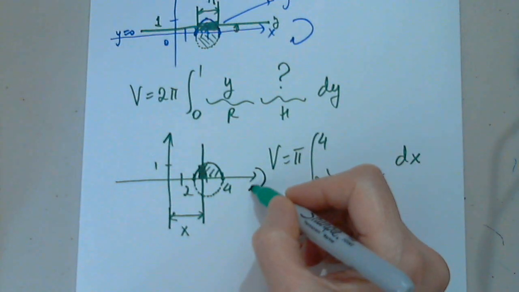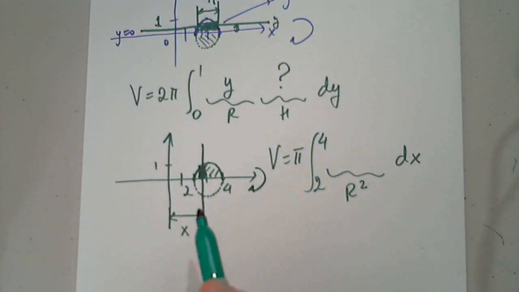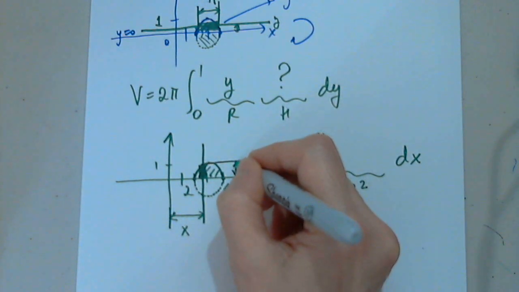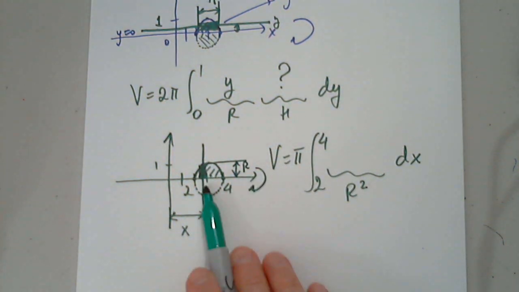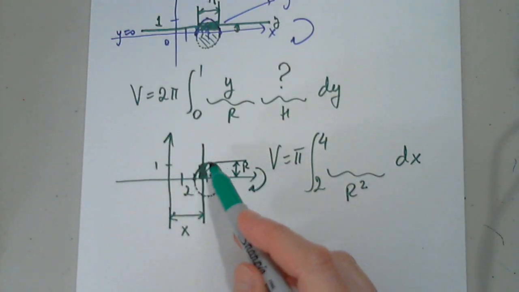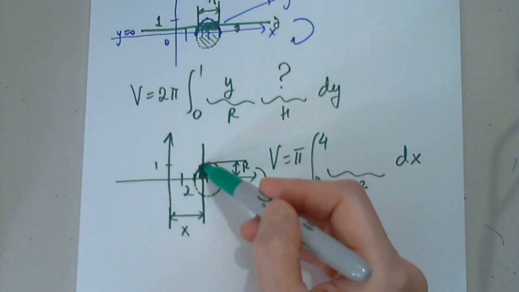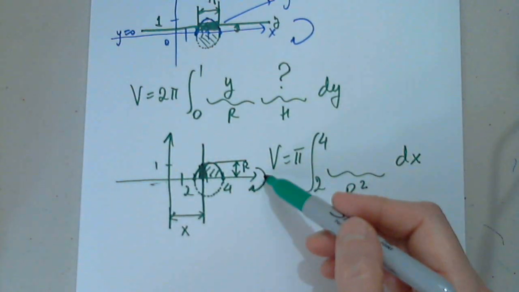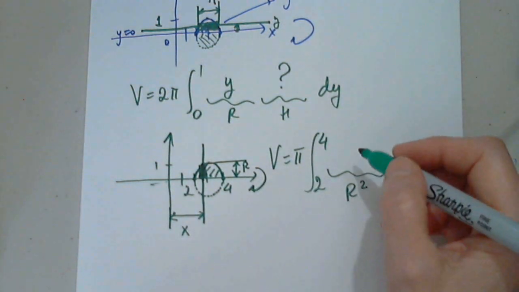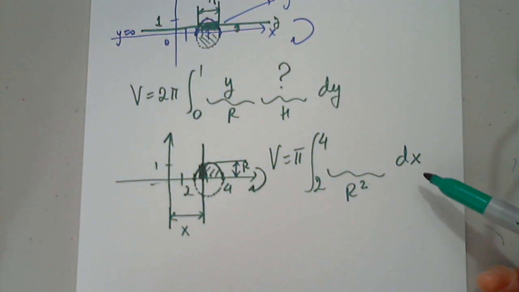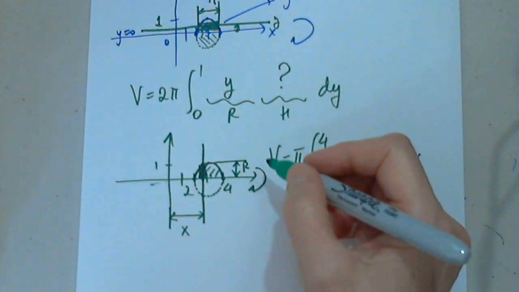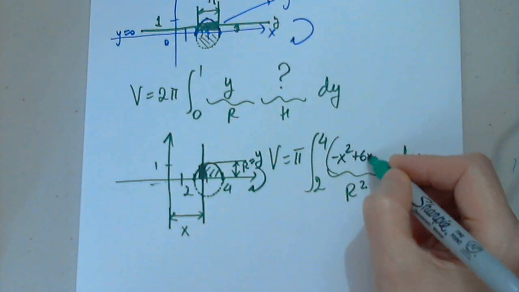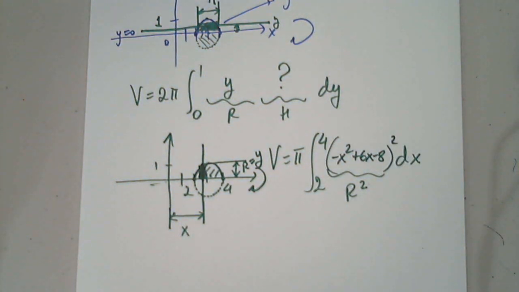So for a particular x value, the radius is this. For any particular value of x, this is the height, or the radius, from this point to the axis of rotation. So that will be nothing else but, in terms of x, y. So then we have (negative x squared plus 6x minus 8) squared.